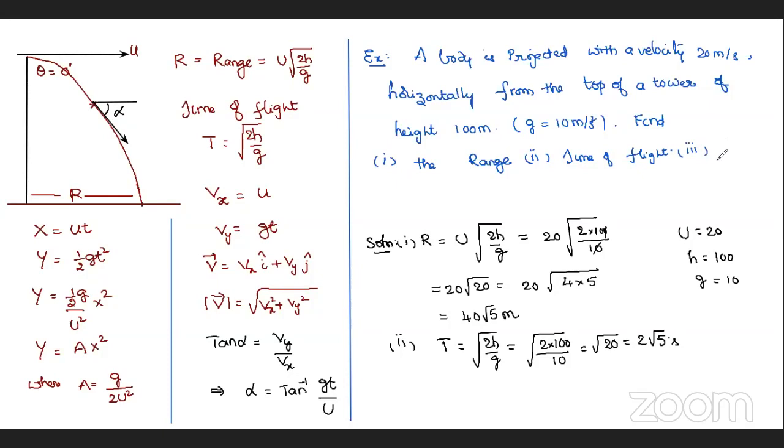So the third one here: find the velocity after a time of 2 seconds, both magnitude and direction, you have to find out. So if I come to the third one, t is equal to 2 seconds. So Vx is directly itself u.